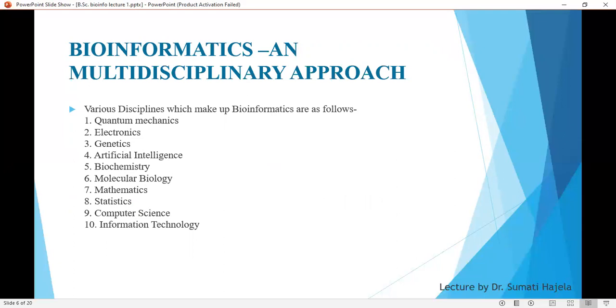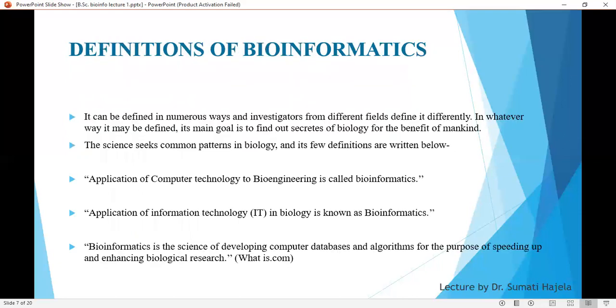Now we know that bioinformatics is a multidisciplinary approach, because not only computer and information technology help in analysis and storage of biological data, but its analysis requires different disciplines also, which are quantum mechanics, electronics, genetics, artificial intelligence, biochemistry, molecular biology, mathematics, statistics, and finally, computer science and information technology. All of these disciplines play their role to analyze biological data or facts of biology. So it is a multidisciplinary approach.